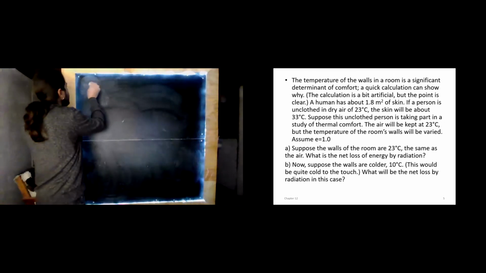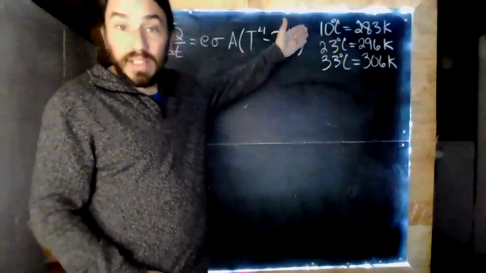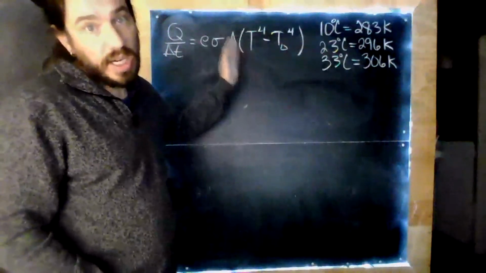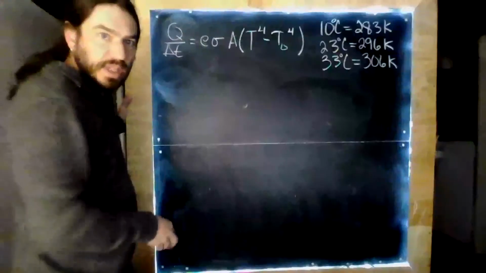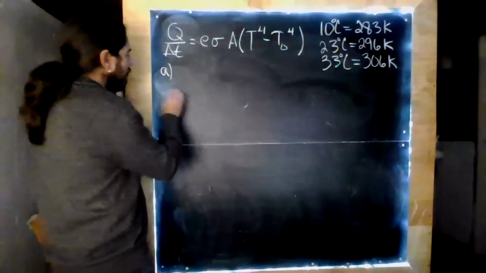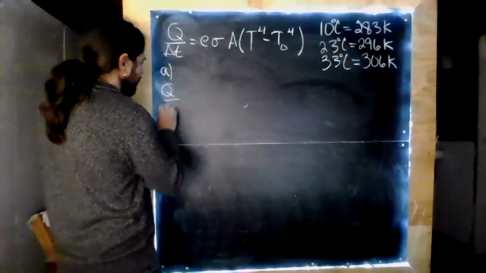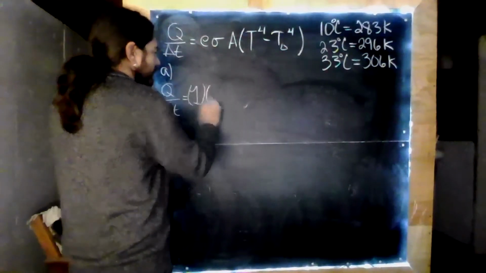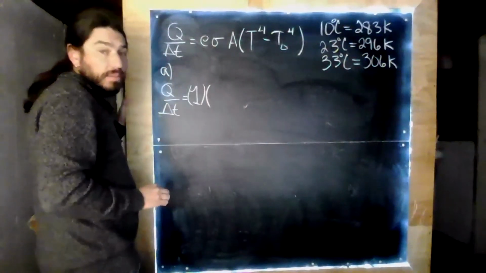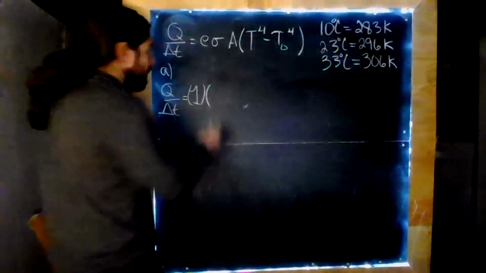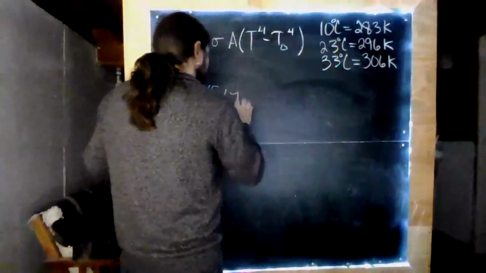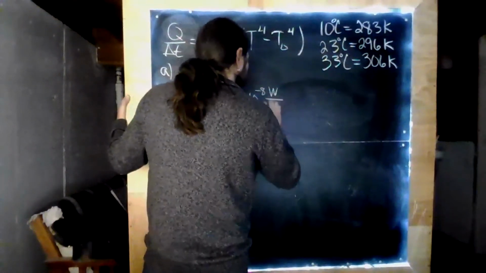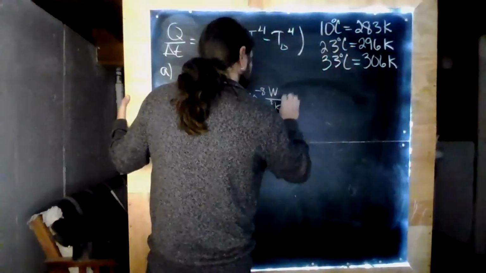Well, we want to use this equation right here. So I've converted all of my Celsius temperatures to Kelvin because, of course, we need to use the absolute temperature in this equation here. Let's just plug in some numbers for part A. So for part A, I have Q over delta T equals, they've told us to use 1 for the emissivity. Our Stefan-Boltzmann constant is 5.67 times 10 to the negative 8 watts per meter squared Kelvin to the fourth.